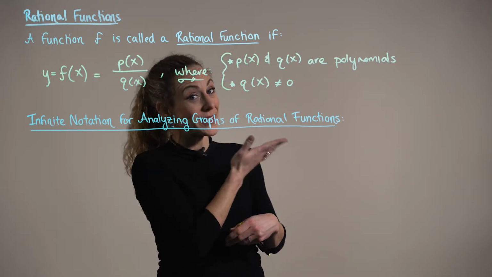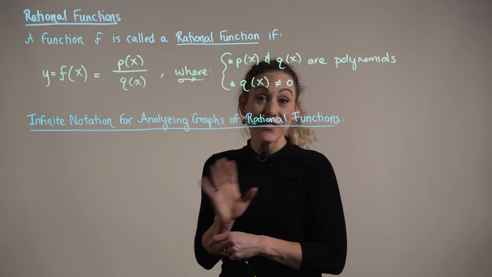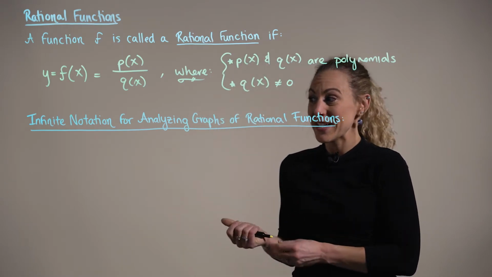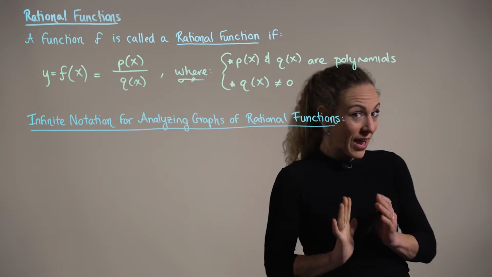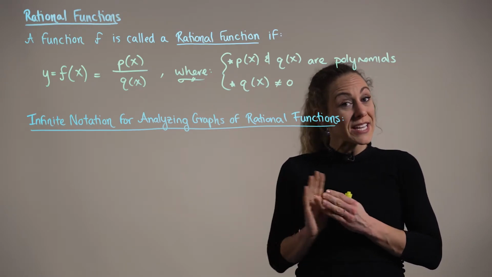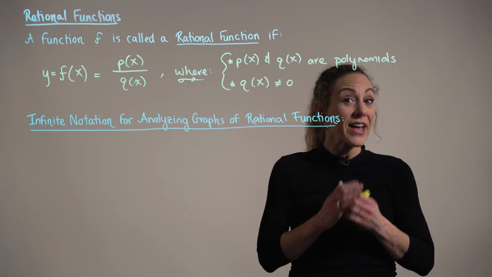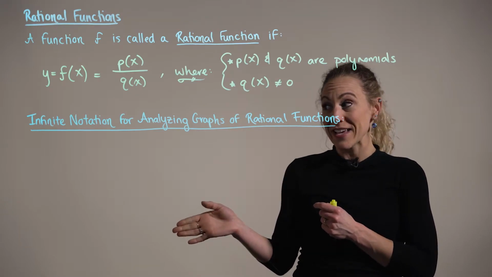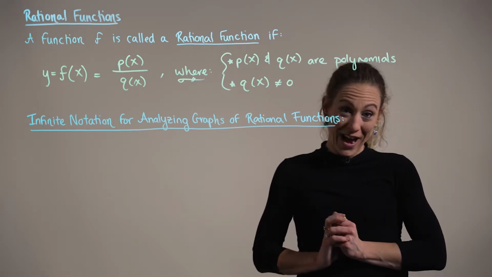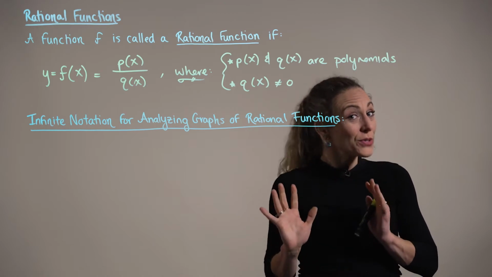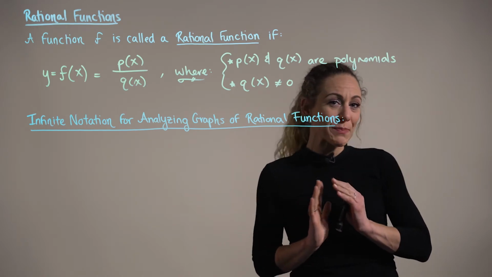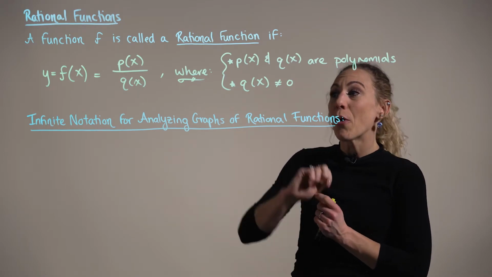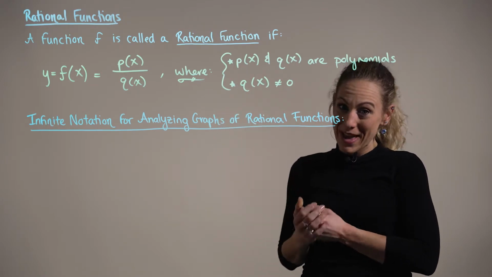And of course, the function in the denominator, q of x, cannot be equal to 0 because division by 0 does not exist. Now, in order to analyze the graphs of rational functions, we're going to need to consider how the graph is behaving as x approaches positive infinity and as x approaches negative infinity, aka the end behavior of the graph. We're also going to need to consider how the graph is behaving as x is approaching undefined values of the domain.